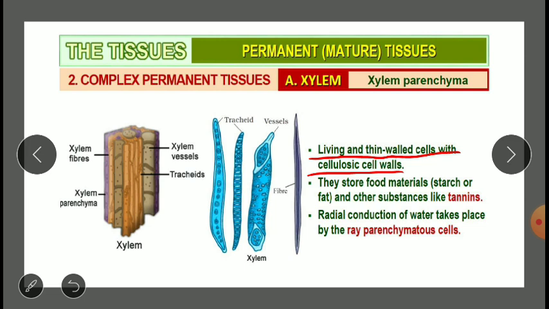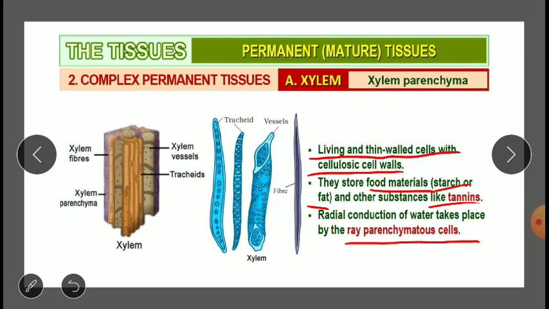They are going to be storing the food material, that is in the form of starch or fat, and also other substances like tannins. So the radial conduction of the water is taking place by a ray of parenchymatous cells.